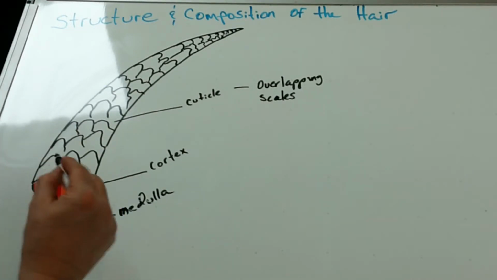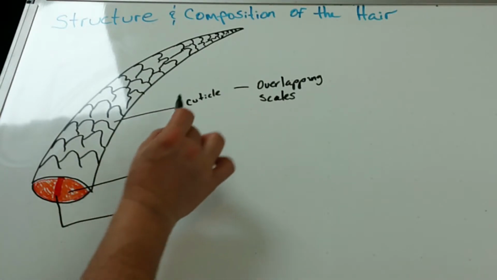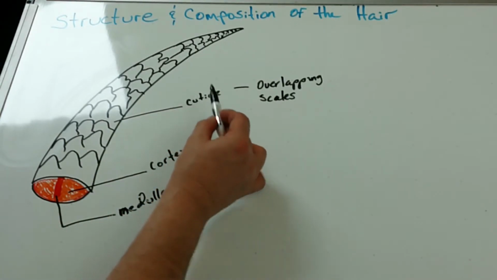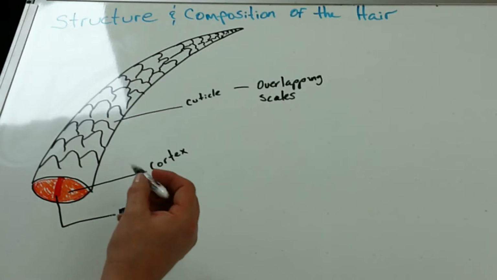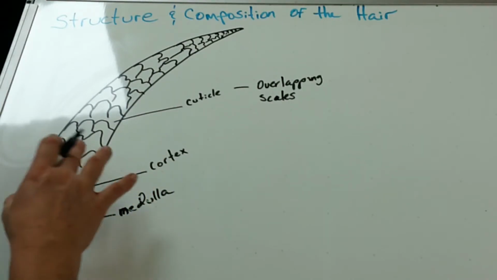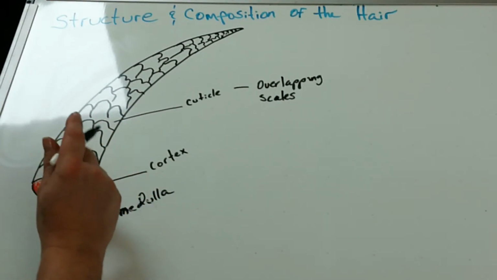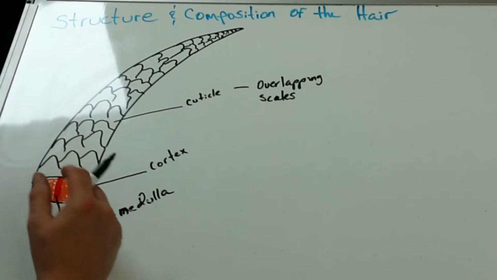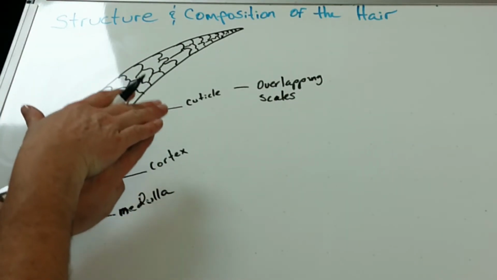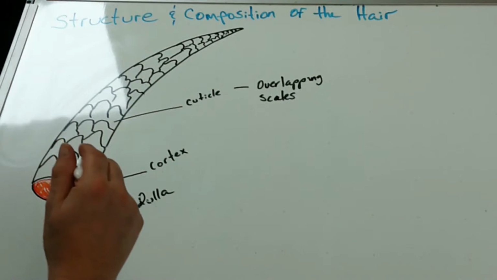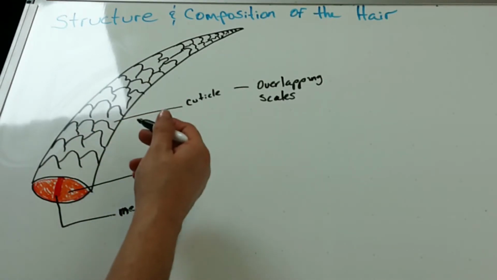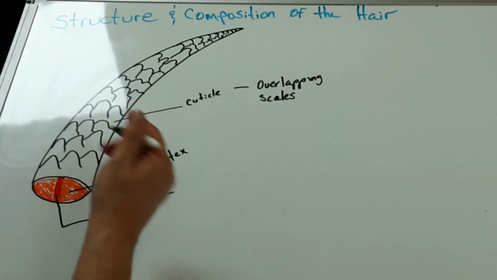Let's talk about the outermost layer, which is the cuticle. Now, the cuticle of the hair is like a scale or a shingle, and they just overlap each other. They are transparent cells that can open or close.